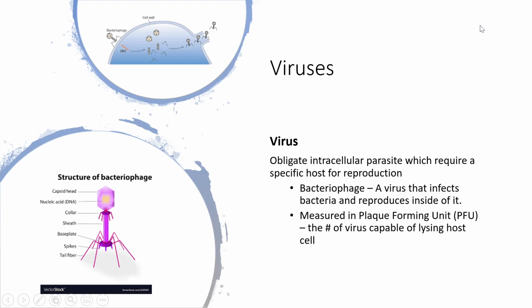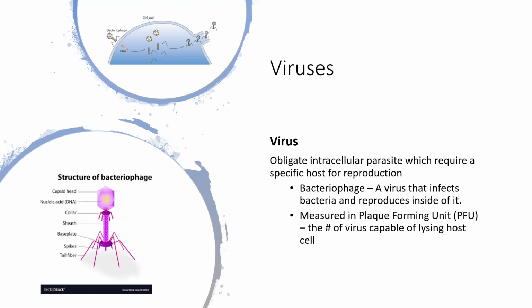So bacteriophage, such as a coli phage, that is a bacteriophage. Phage is to eat, and then bacterio, so they're going to eat bacteria. And so a coli phage is a virus that is going to eat E. coli, okay? So they're going to parasitize E. coli.